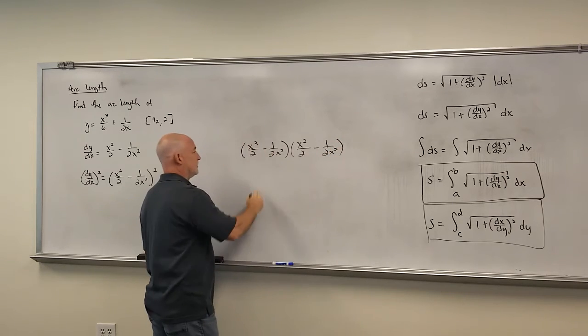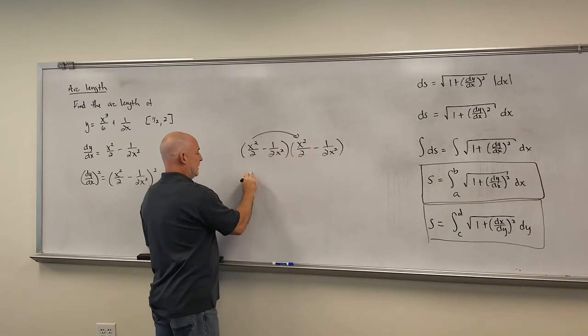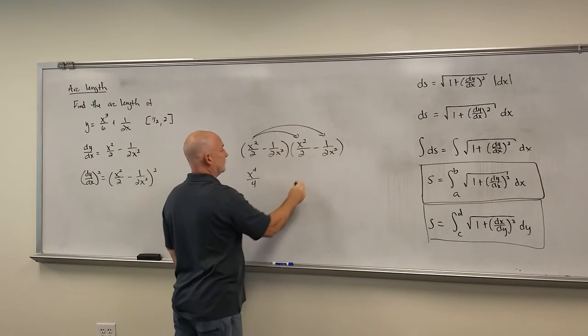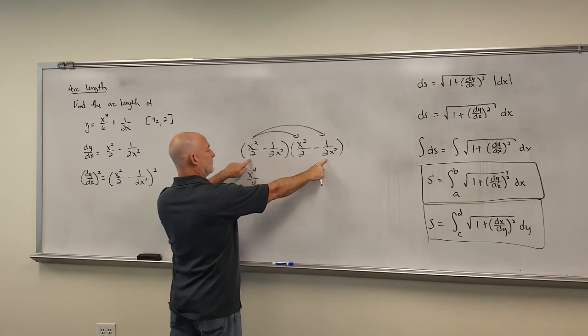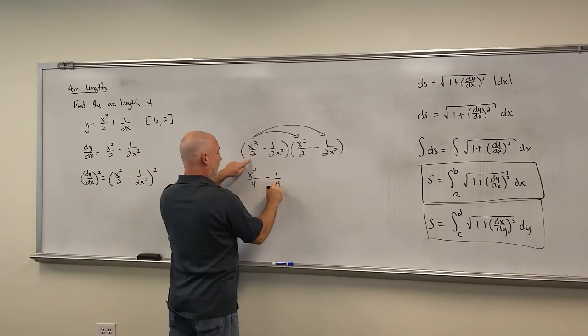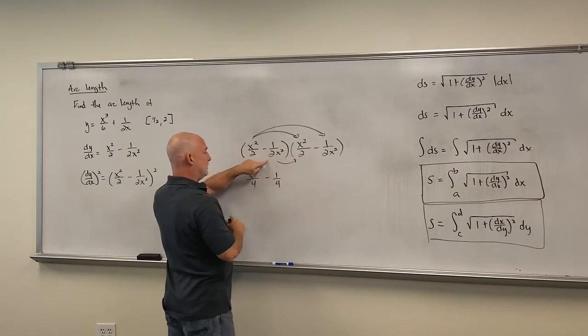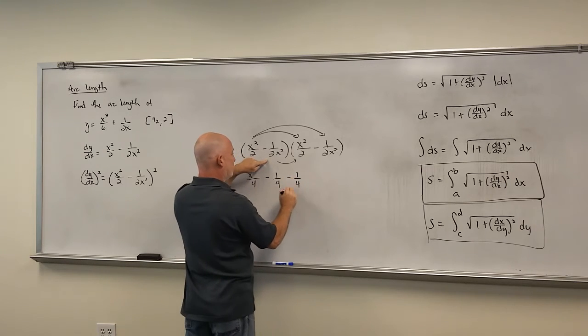Let's do a little bit of arithmetic. That's going to be x to the 4th over 4. This times this, what's that going to be? Well, the x squareds are going to cancel. That's going to be negative 1/4. This times this, same thing's going to happen. That's negative 1/4.